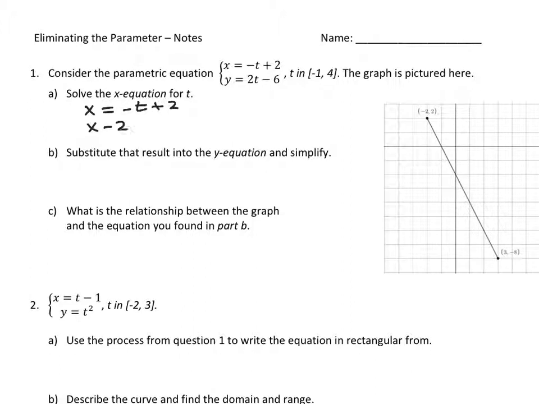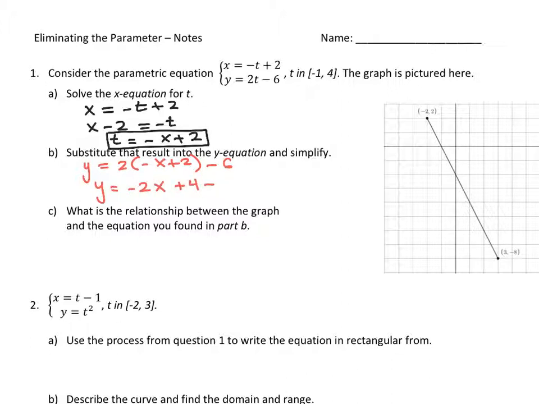So t will equal negative x plus 2. So I just solved for t from the first equation. Step number 2 is to substitute what you just got into the y equation and simplify. So y equals 2 times negative x plus 2, minus 6. So y is equal to negative 2x plus 4 minus 6. So y is equal to negative 2x minus 2. And there you go, that's your rectangular equation.